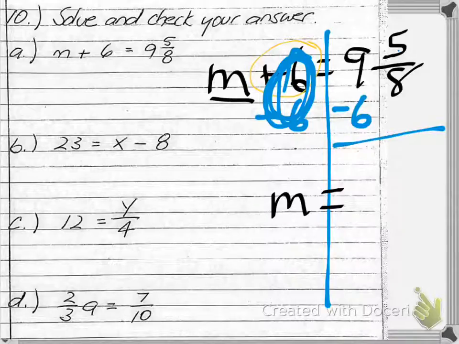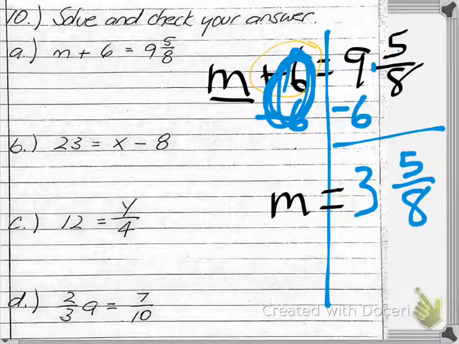And then on this side, we simply do our problem. 5/8 minus nothing is 5/8. 9 minus 6 is 3. So we have 3 and 5/8.